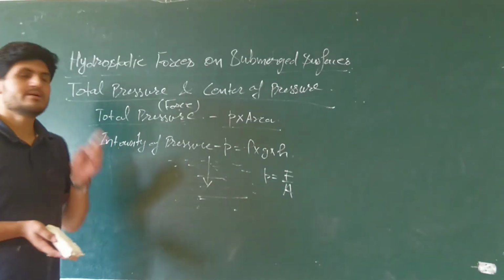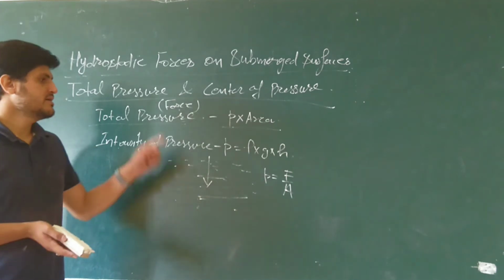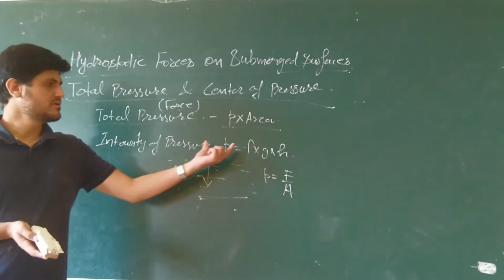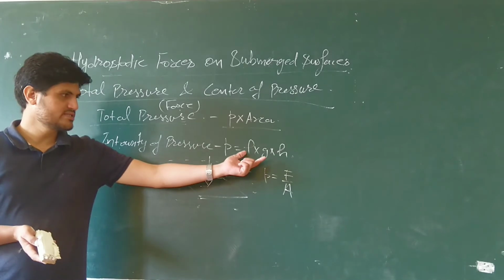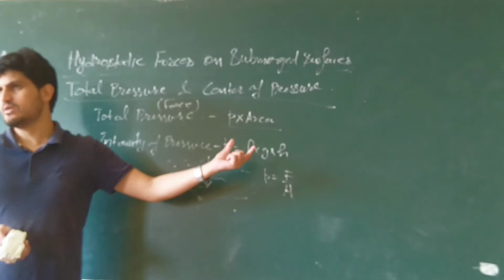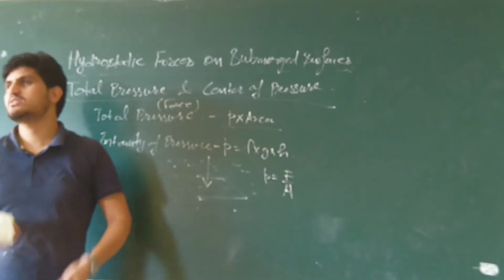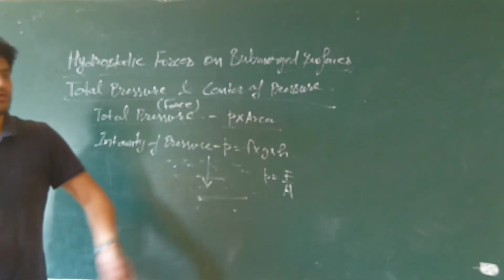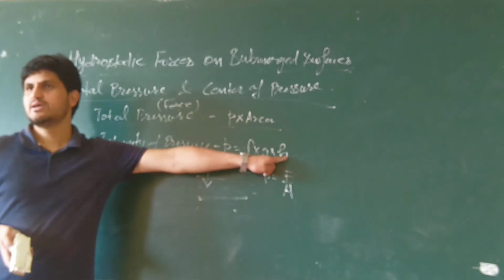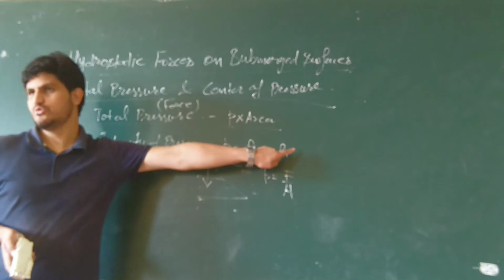If I am saying pressure, it means it is due to the unit weight of the fluid. Okay, unit weight of fluid की वजह से कितना प्रेशर वहां पर लगता है. ठीक है, so it is due to the height, right? P is equal to rho into g into h.